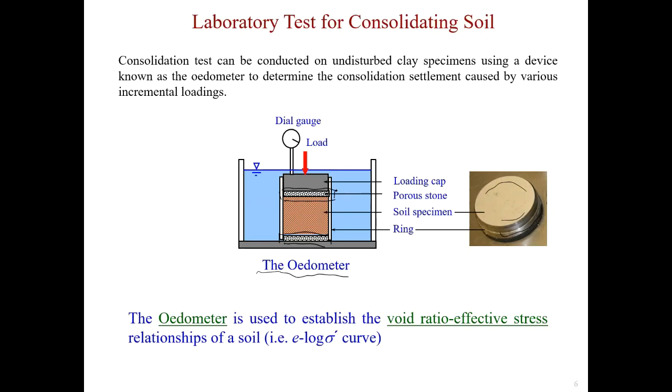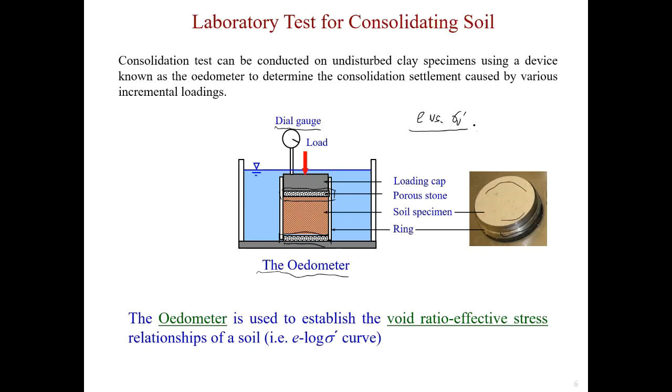And on top of the stone, we put this dial gauge here. We are going to measure how much the soil sample consolidates, or how much the sample settles, when we apply different amounts of load. This is called the odometer testing apparatus, and it is often used to establish the void ratio versus effective stress relationship of a soil. So from this odometer test, we are able to get the E versus sigma V prime relationship.